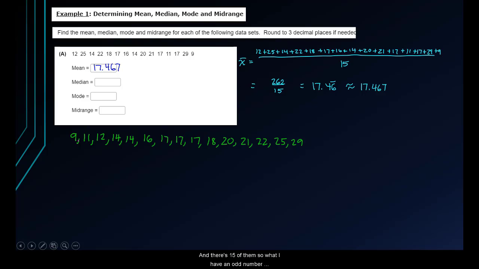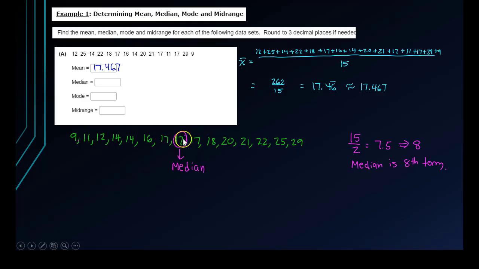When I have an odd number of values and I want to find the median, I take the number there are and divide by 2. I get 7.5. When it comes out to be something like a 0.5, I just round up to 8. So the number in the 8th position is the median. I'm going to count off the 8th term: 1, 2, 3, 4, 5, 6, 7, 8. That's the median. So in this case, the median is 17.